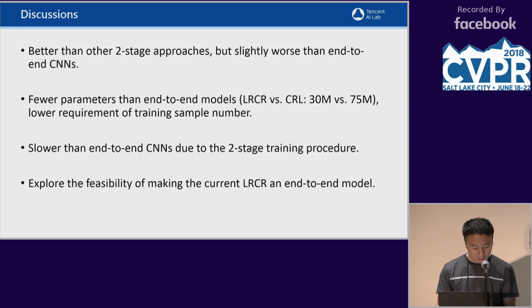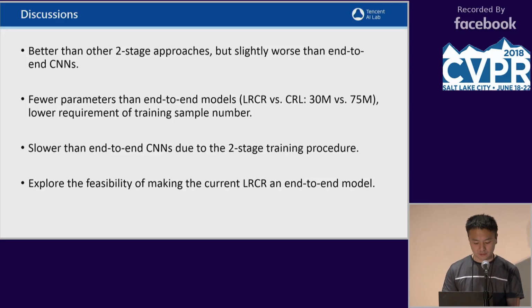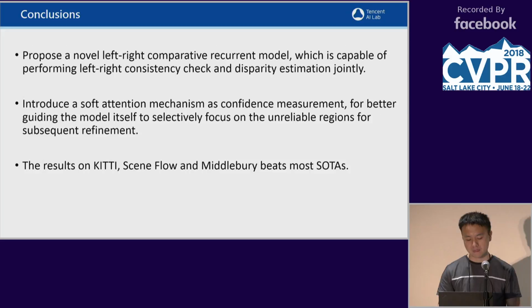And next, our model is slower than end-to-end CNNs due to the two-stage training and inference procedure. But we will also explore the feasibility of making the current LRCR an end-to-end model.